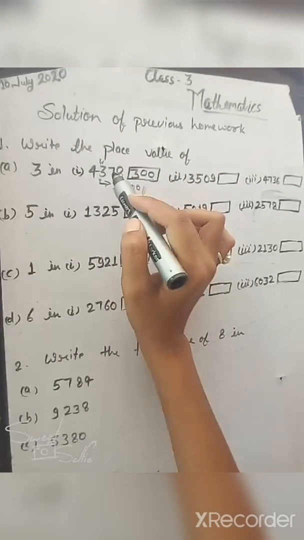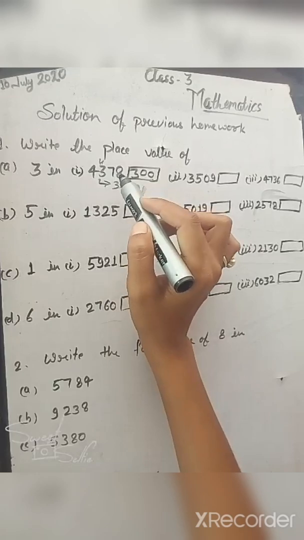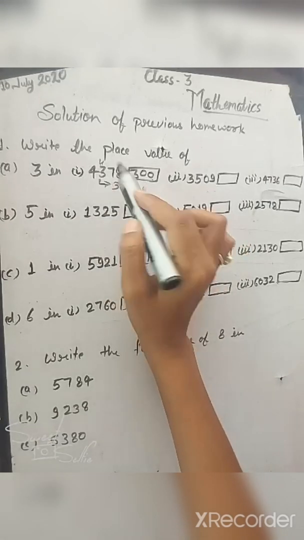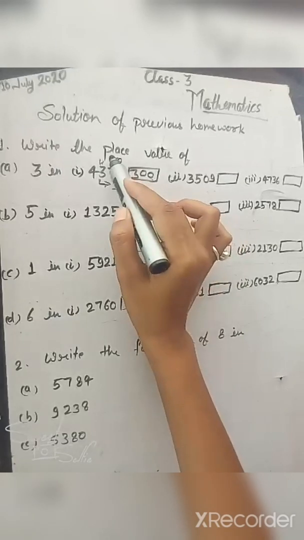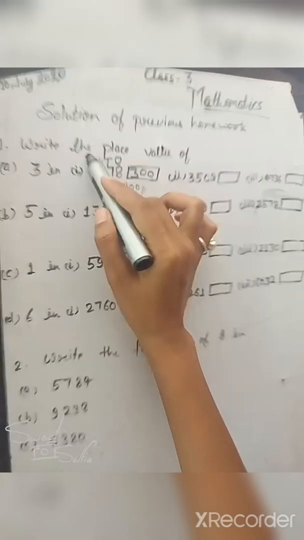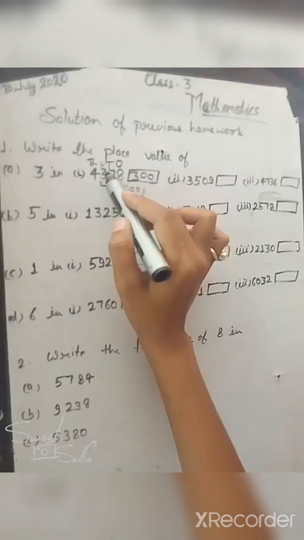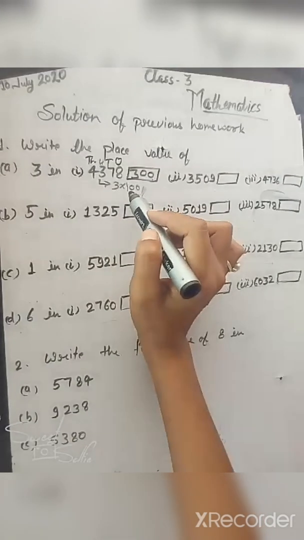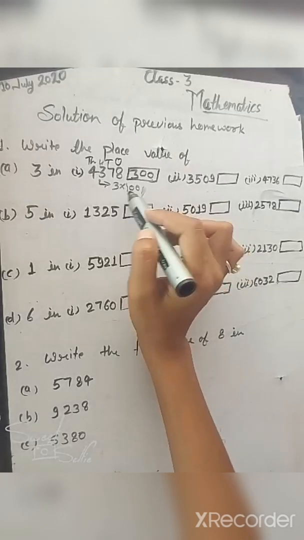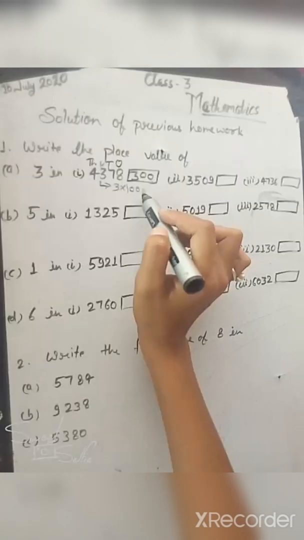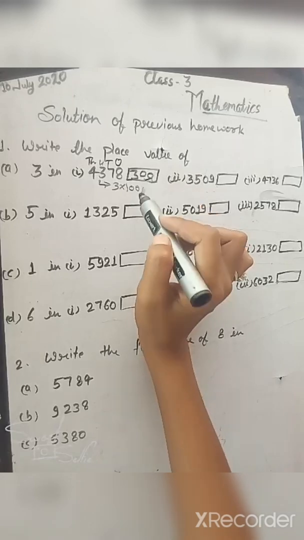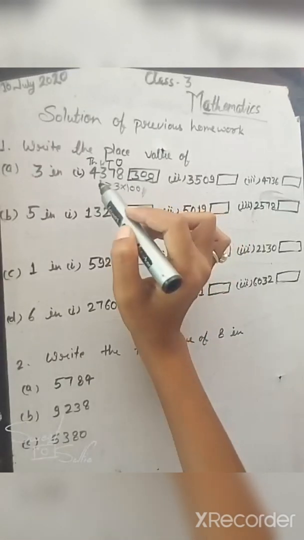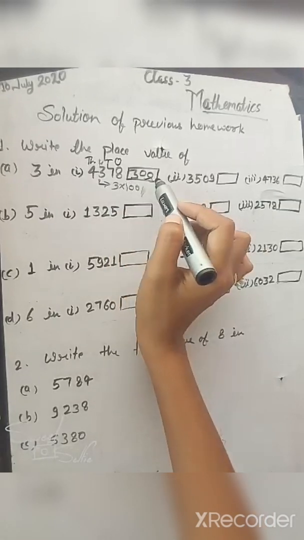So 3 is at the 100 place. How? It's ones, it's tens, it's 100, and it's 1000, and 3 is at the 100 place. So now we will multiply it with 100. So 3 multiplied by 100, we get 300. So the place value of 3 in 4378 is 300.